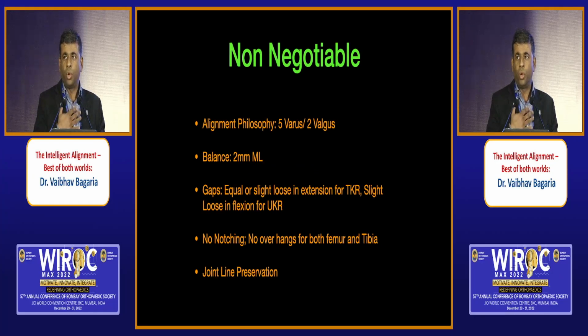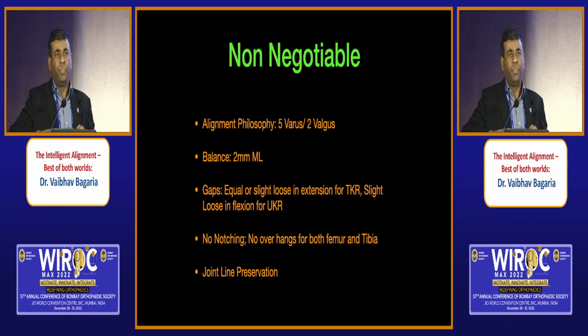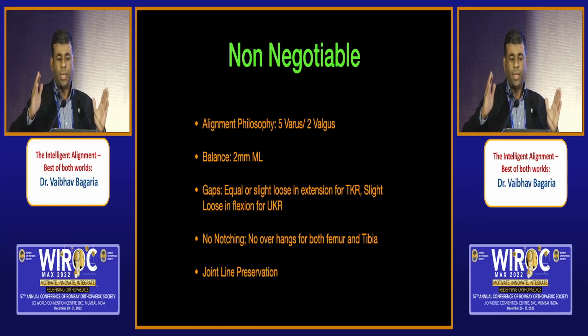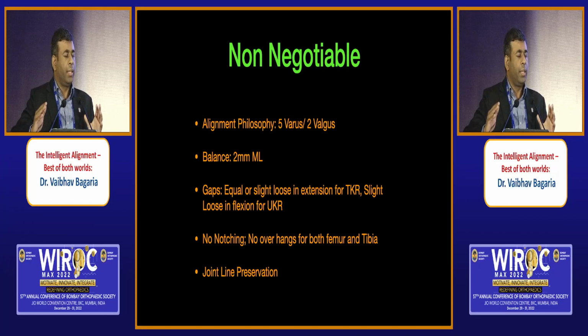So for me, what is non-negotiable? My alignment philosophy is that I'll accept up to 5 degrees of varus and 2 degrees of valgus. This is what robotic has taught me. So this is the range that it gives me. I want my balance in mediolateral to be 2 millimeters in either direction.